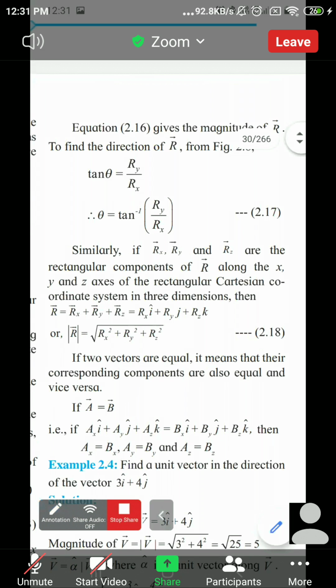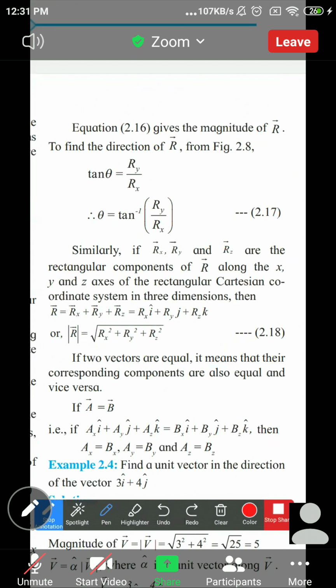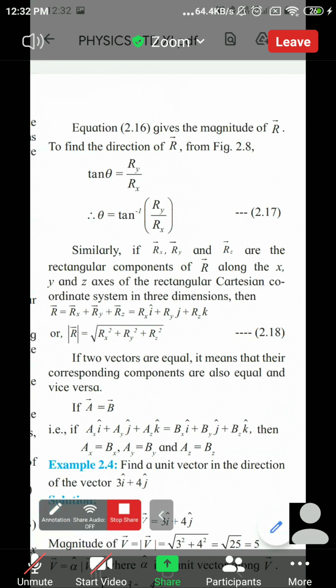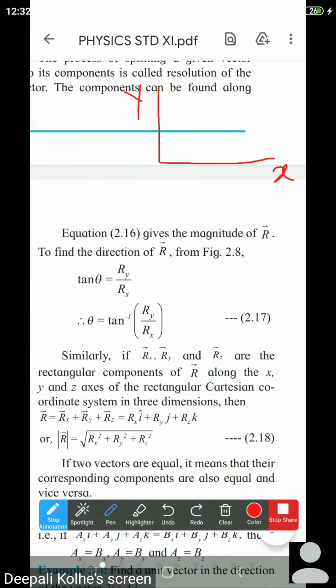See here, only the two-dimensional coordinate system is given. If the three-dimensional coordinate system is given, means if Rx, Ry and Rz are the rectangular components of R bar along X, Y and Z axis of the rectangular Cartesian coordinate system in three dimensions. थ्री डायमेंशन में अगर देखो, थ्री डायमेंशन मतलब कैसे आएगी डायग्राम कि वेक्टर हम लोग ऐसे दिखाएंगे, एक्स एक्सिस हो गया ये वाई एक्सिस और ये जेड एक्सिस हो गया, ये हो जाएगी थ्री डायमेंशनल कोऑर्डिनेट सिस्टम और वी कैन से दैट कार्टेशियन कोऑर्डिनेट सिस्टम इन द थ्री डायमेंशन.